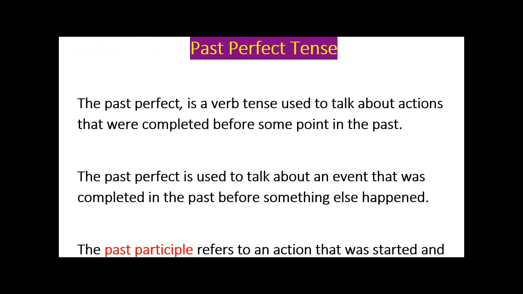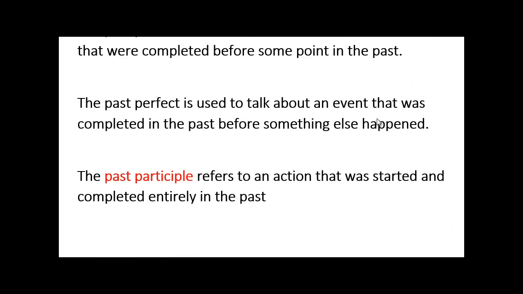The past perfect is a verb tense used to talk about actions that were completed before some point in the past, or before something else happened, okay? In the past, before something, so it could be both, okay? We're talking about the past perfect.